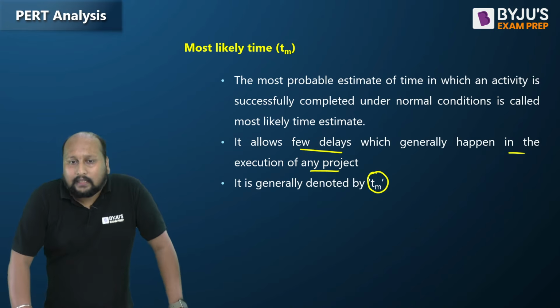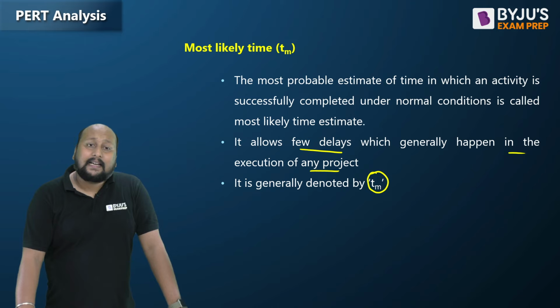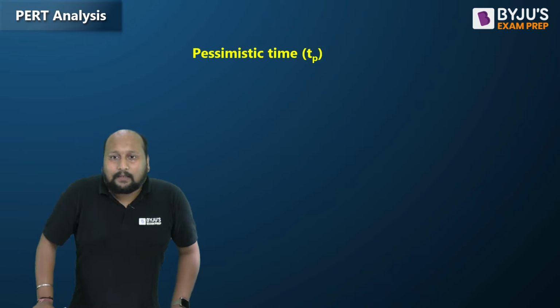And the third time estimate that we need to understand is the pessimistic time. Now, pessimistic is a negative word.